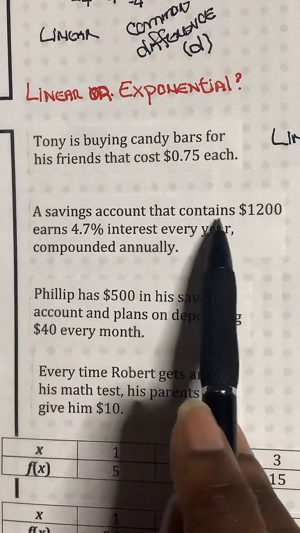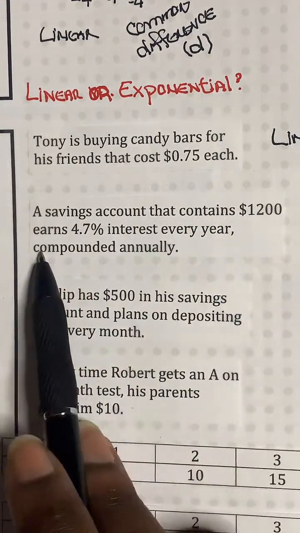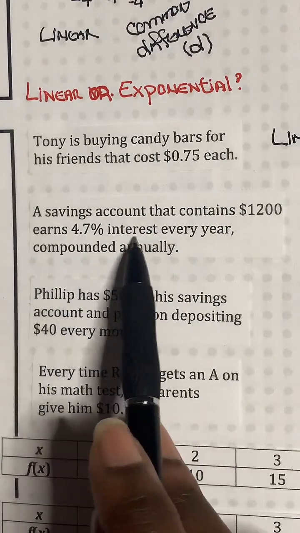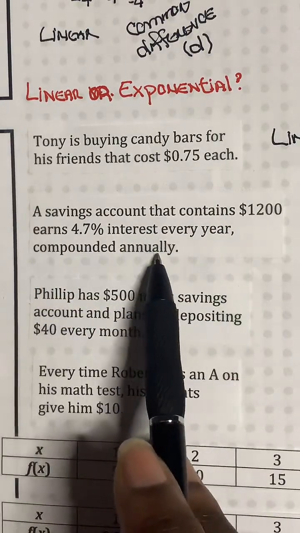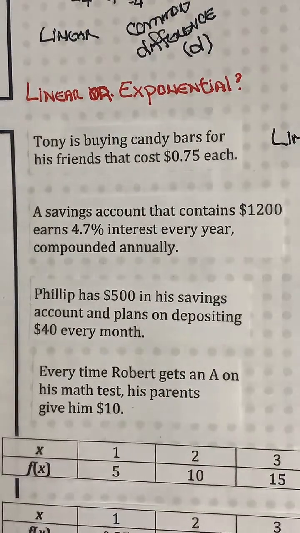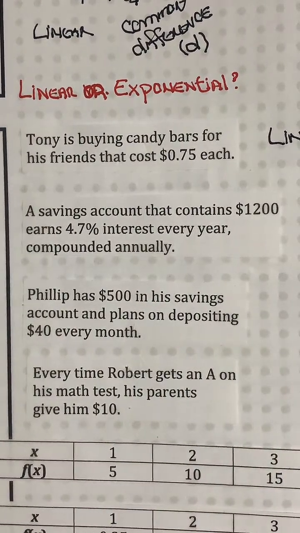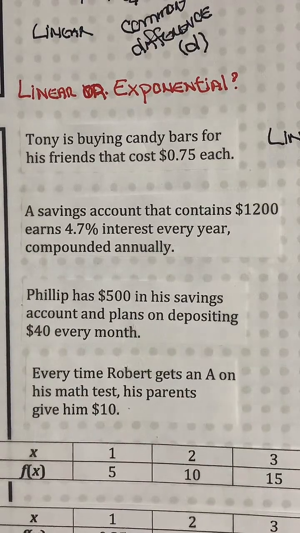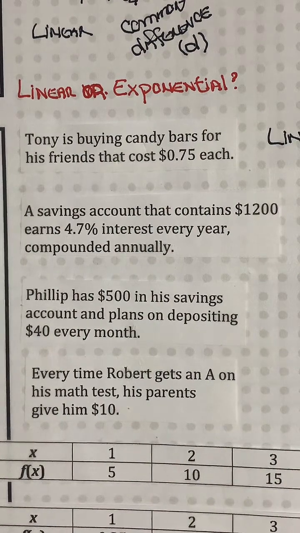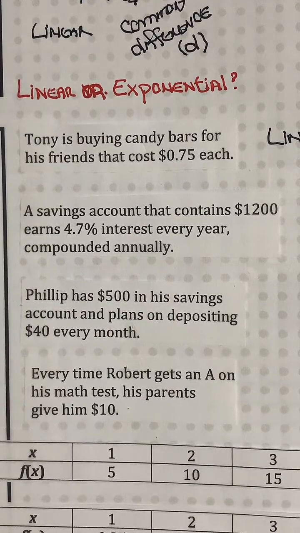A savings account that contains $1,200 earns 4.7% interest each year, compounded annually. Linear or exponential? Some are saying exponential, one is saying linear, and most people are saying exponential.